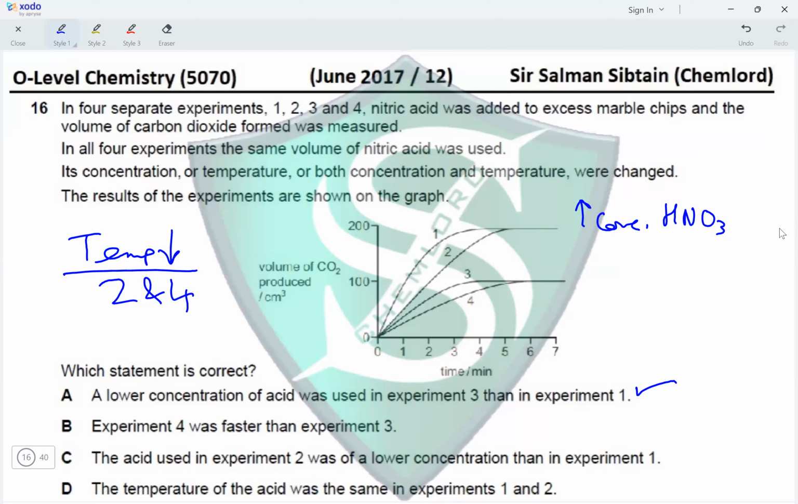Experiment 4 was faster than experiment 3. No, experiment 3 was faster than experiment 4. The acid used in experiment 2 was of a lower concentration than in experiment 1. No, the concentration of acid used in both experiments 1 and 2 was the same. And the temperature of the acid was the same in experiments 1 and 2. No, experiment 2 was carried out at a lower temperature than experiment 1. Therefore, the correct option for this question is option A.